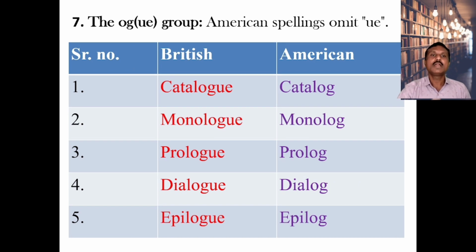There is another group called the OGUE group. This is a similar sort of group in which Americans tend to delete the additional UE which British use deliberately. See the example of the word catalog. It is spelled C-A-T-A-L-O-G-U-E in British and C-A-T-A-L-O-G in American. So Americans tend to simplify things while British tend to keep them as they are. The other words are monologue, prologue, dialogue, and epilogue. You can also find many other words wherein you can find the difference of spellings in British and American English.